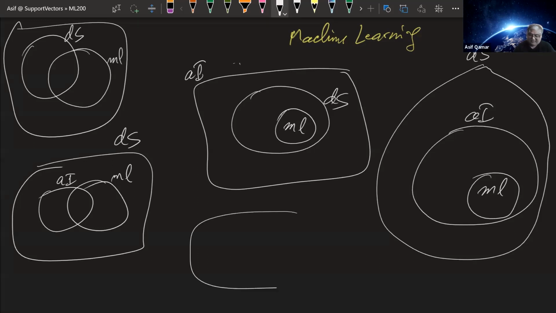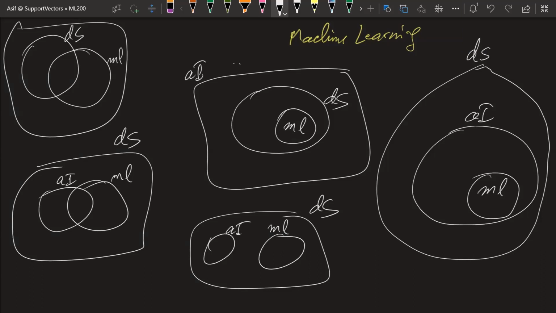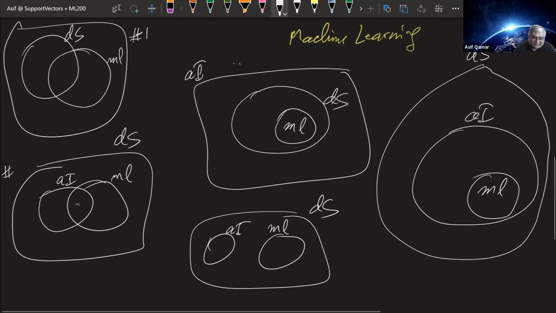DS, AI, ML. But the AI and ML should not be disjoint, right? There should be some intersection between AI and ML, right? So let me just call it number 1, number 2, number 3, number 4, number 5.